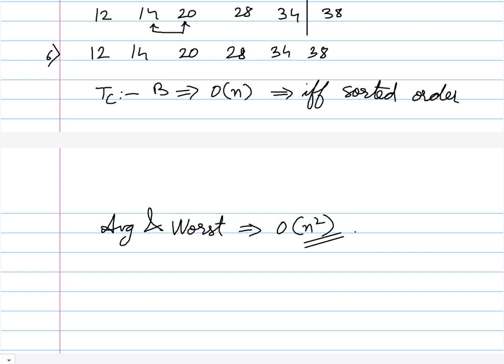As far as space complexity is concerned, we are just swapping, and we are not taking any additional memory space. But to swap or interchange two numbers, we always take one extra variable. So in that case, we can say the space complexity of this algorithm is big O of 1.